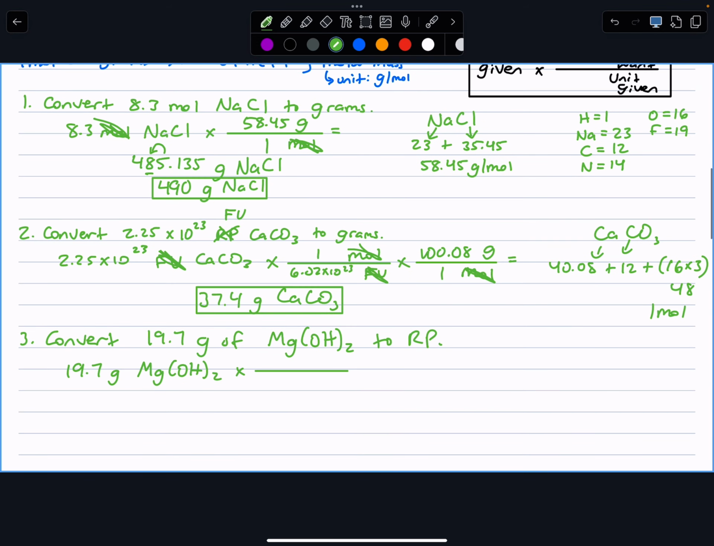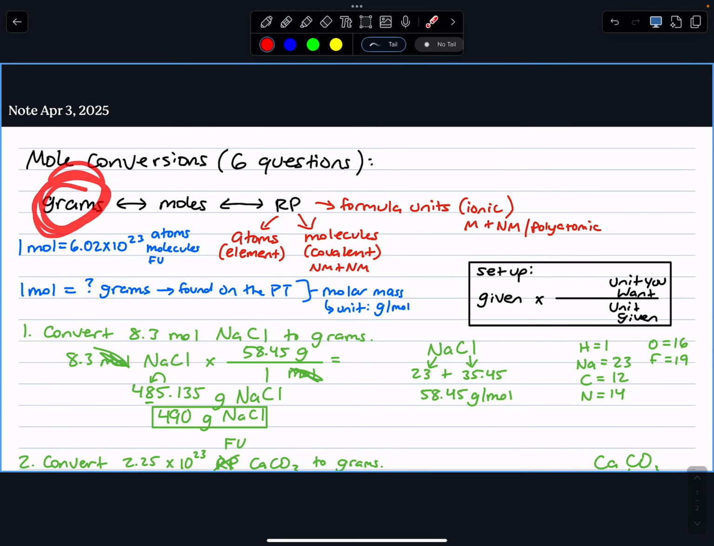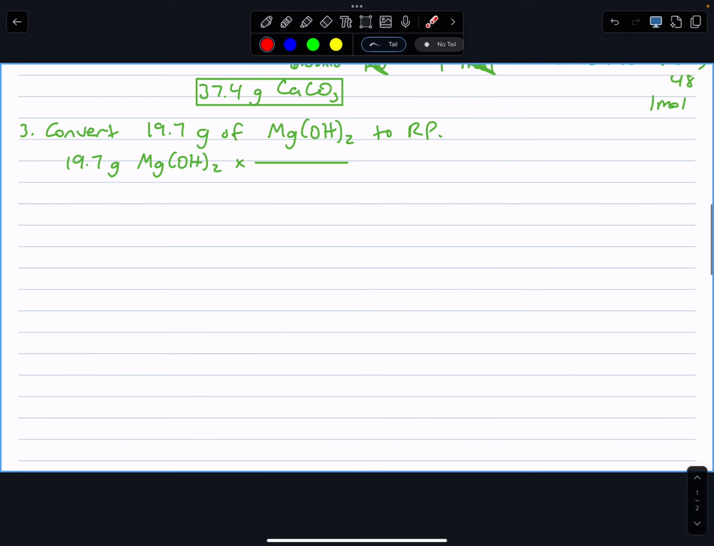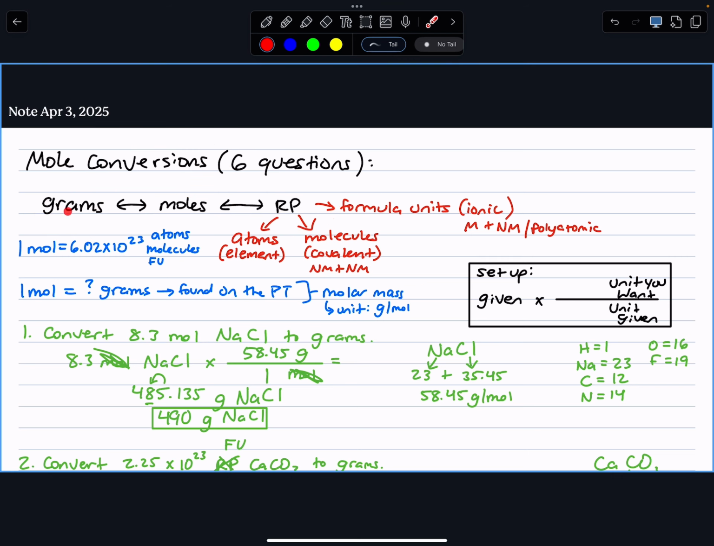Use the map I told you about in the beginning. What am I given? What am I starting with? Grams. What do I want? Particles. How many steps is this problem? Okay, so I need 2 fractions in there. I cannot go to particles before moles. I have to stop at moles first and then particles.